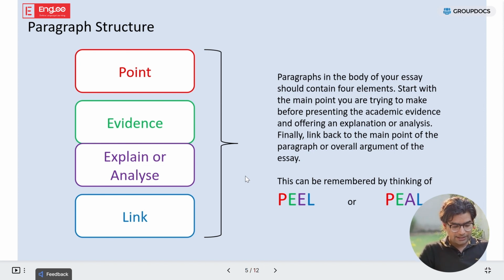Like P for point, E for evidence, E for explain or A for analyze, and finally L represents the link. So this was about the structure of your paragraph. Now let's deal with each point one by one.